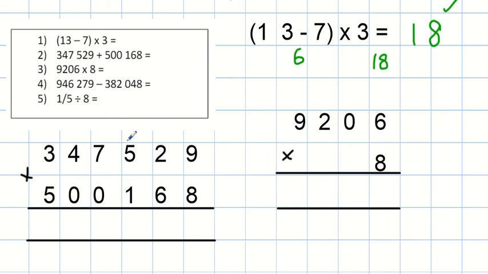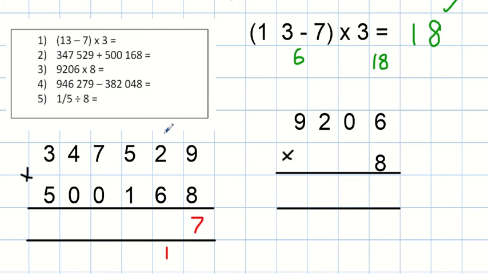347,529 add 500,168. So hopefully you're in agreement that we could use the column method for this question, and I've set that up here ready for us, taking care to line up my digits to the correct place value, using a ruler to draw my lines and putting my calculation symbol over here on the left. Okay, so we're going to start in the ones column on the right hand side here with 9 add 8, which is, that's right, 17.